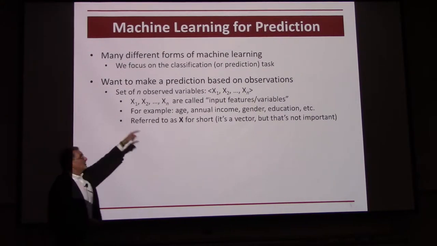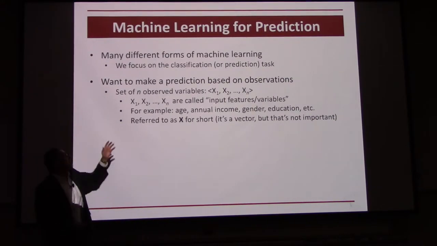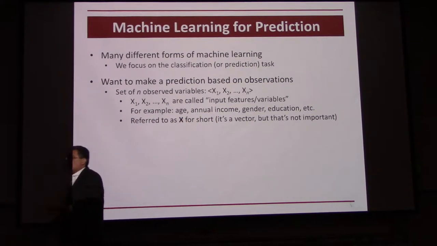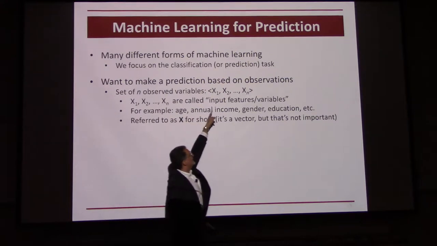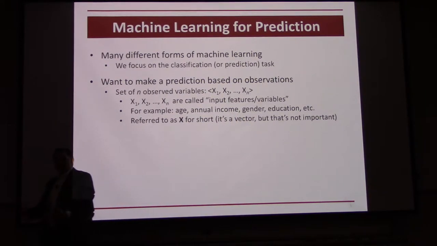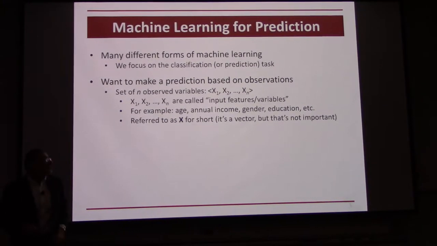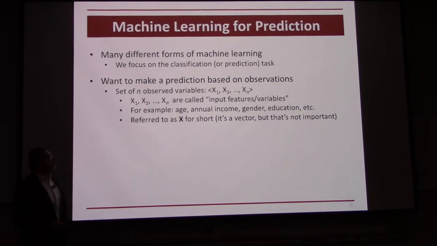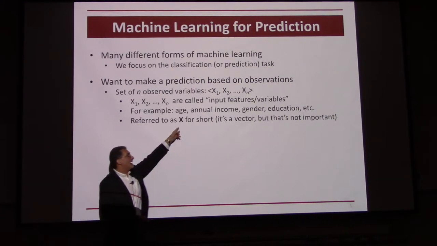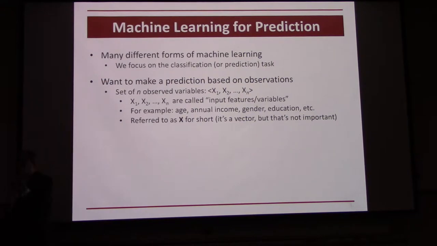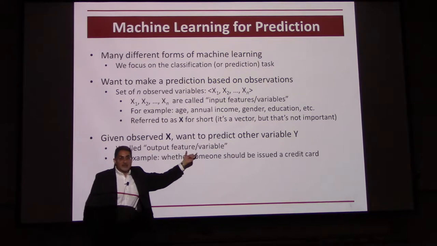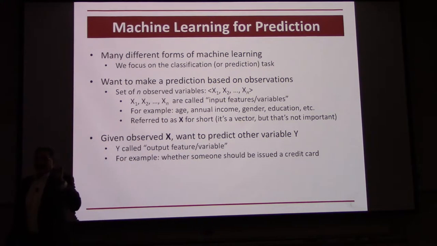The idea is we want to make a prediction based on observation. What does that mean? It means we get to see some set of observed variables, and those variables can be things like someone's age, their income, their level of education, etc. There's a bunch of variables that we can measure for each person or each entity we want to make a prediction about. Those are called your input features or input variables, and I just gave you some examples of them. For short, for the mathematical type, you make a bold-faced X because it's really a vector, but that's totally unimportant. Given some sort of information, there is a variable Y we want to predict. That's the thing we want to predict.